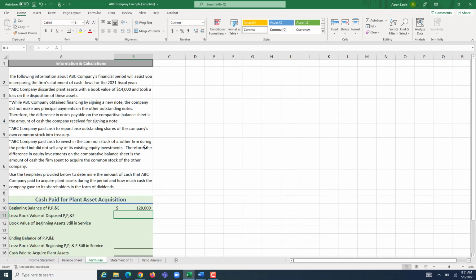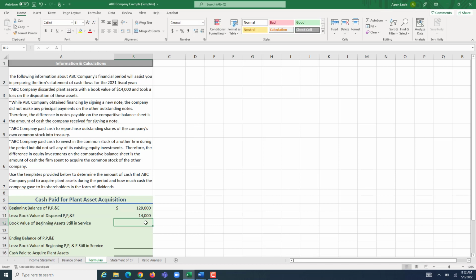We disposed of $14,000 worth of assets during the year, which threw $14,000 worth of assets into the dumpster. A machine must have broke down. We figured it wasn't worth repairing. Didn't have the patience to go and scrap it. Whatever happened over here, we disposed of $14,000 worth of assets that we had in use sometime during the year. So I'm going to subtract out that $14,000.